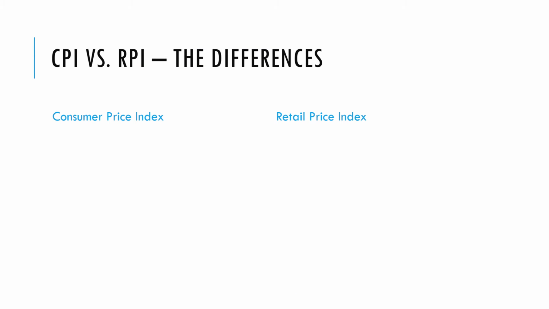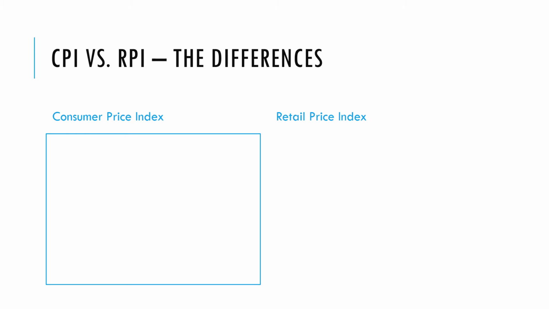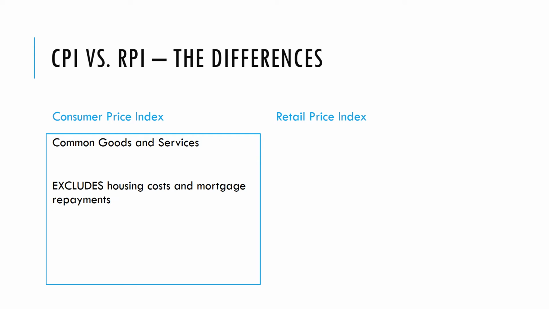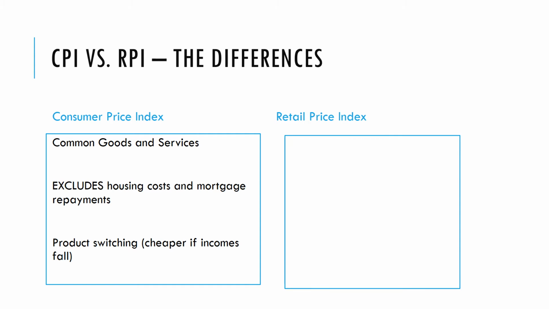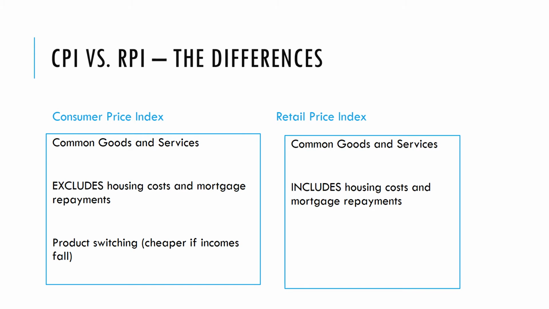So CPI and RPI are the two main indexes that are used to monitor the prices in the economy. The Consumer Price Index is common goods and services. The key thing here is it excludes certain things like housing costs and mortgage repayments. It also assumes a bit of product switching. It assumes that people will buy cheaper items if their incomes fall. The Retail Price Index, again, is looking at common goods and services, includes housing costs and mortgage repayments. A good way to remember that is R for repayments.